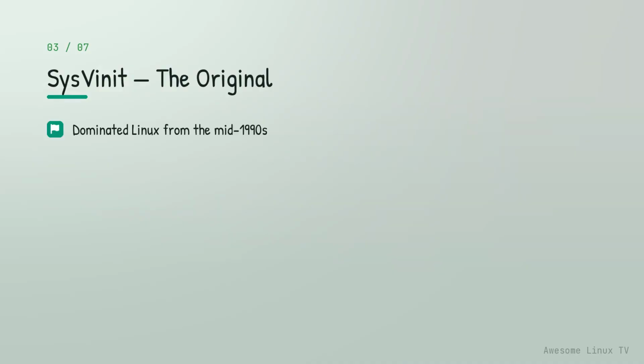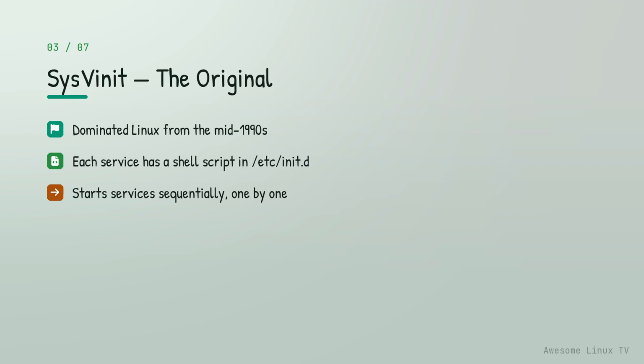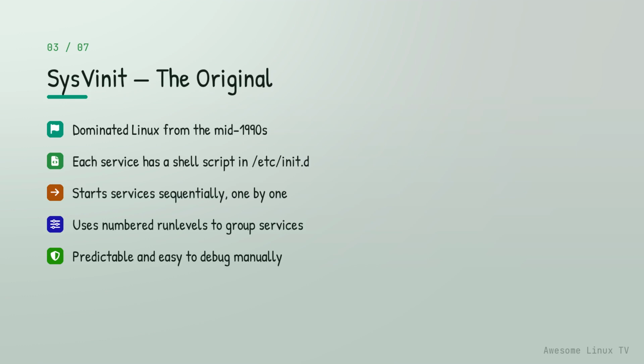SysVinit is the grandfather. It borrows its design from Unix System V, and it's been around since the early days of Linux. Every service gets a shell script that knows how to start, stop, and restart it. On boot, those scripts run one after another in a fixed order, which means if one service hangs, everything behind it waits. The trade-off is simplicity. You can read every script, understand exactly what it does, and fix problems with a text editor. Slackware still ships SysVinit, and some folks who want total transparency prefer it for that reason.